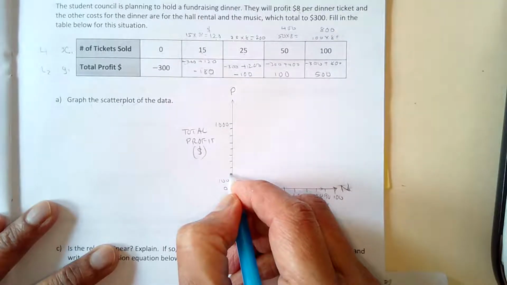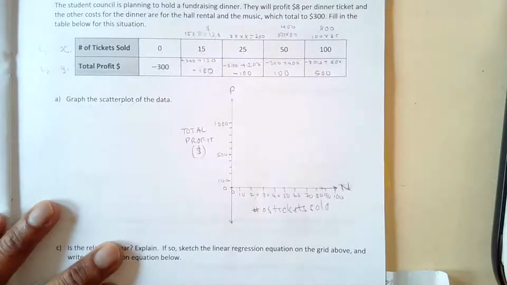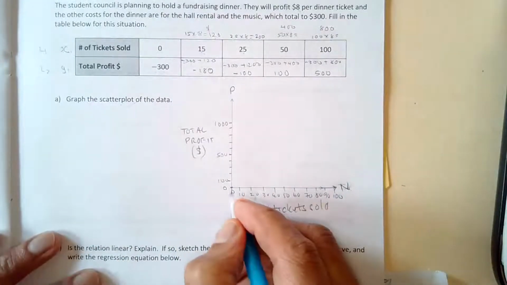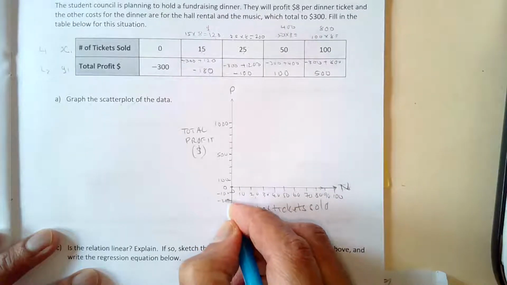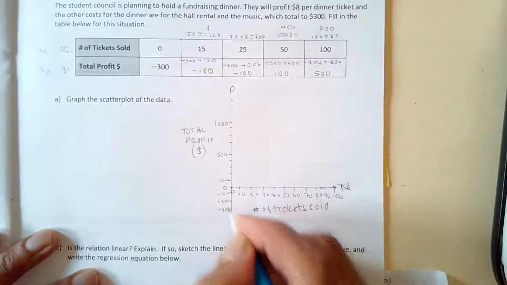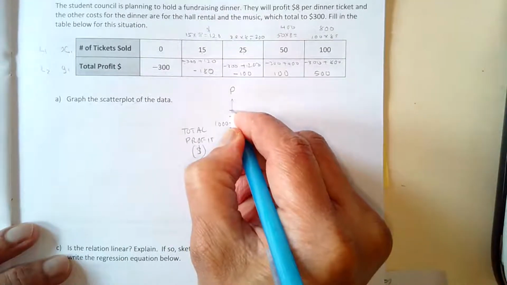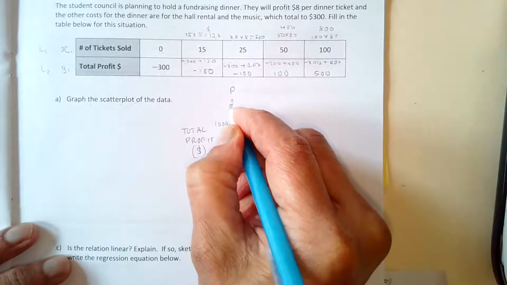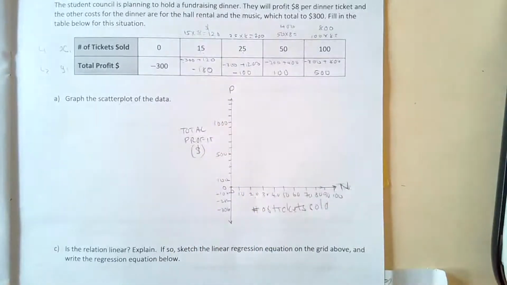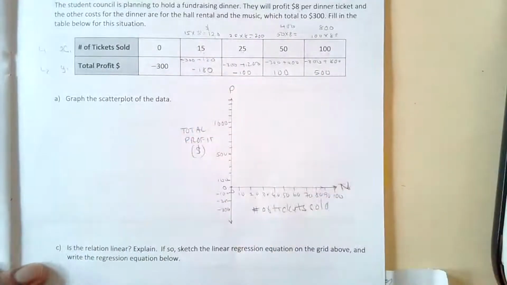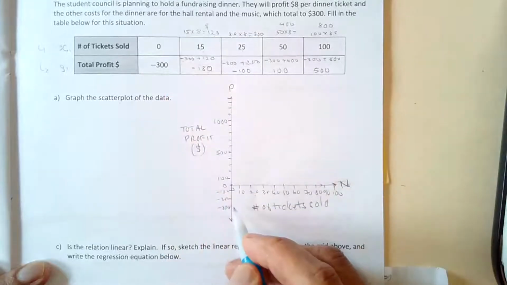So that's my scale. Down here would be negative 100, negative 200, negative 300. So I'm just doing an approximate. I can go up continuously here. Now I'll plot my points on the graph. So at 0 is negative 300 right here.